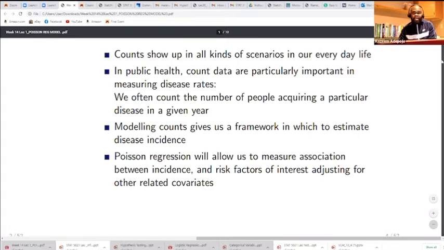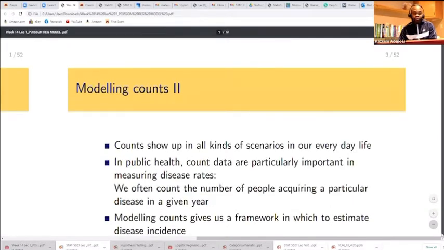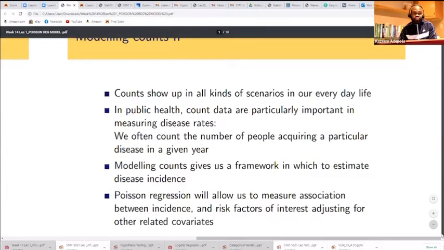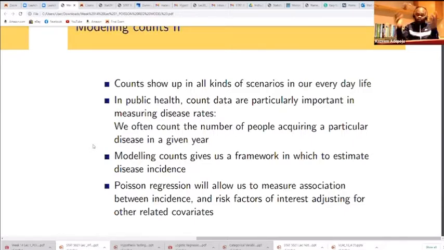Okay, so what do we actually want to do in page 4? Page 4, the modeling can't actually continue. Like I said, counts show up in all kinds of scenarios in our everyday life, where we talk about counts in sports, in disease, in a football game.